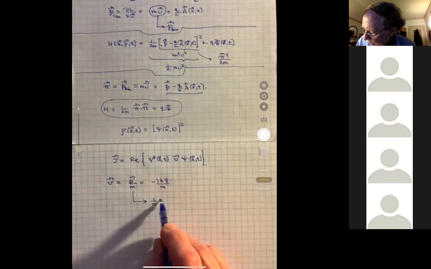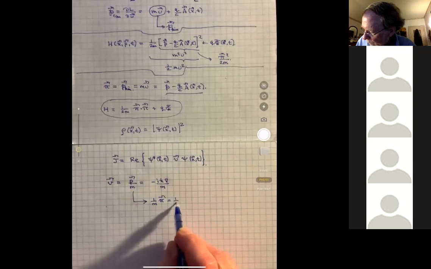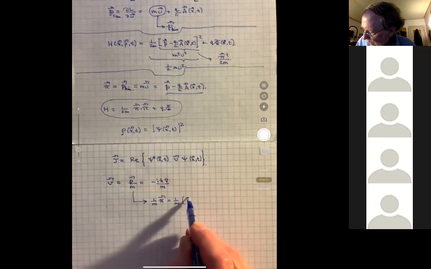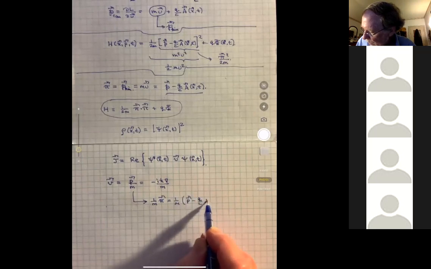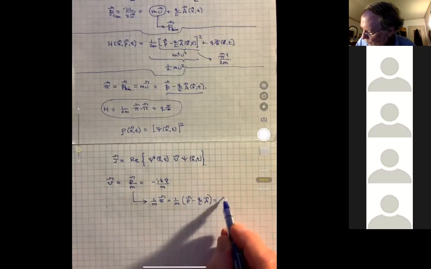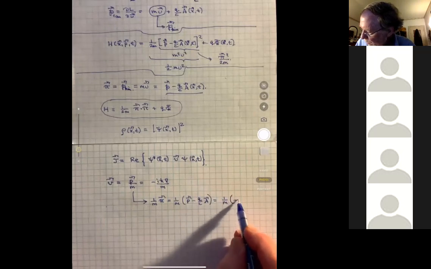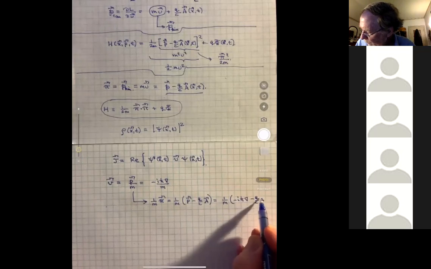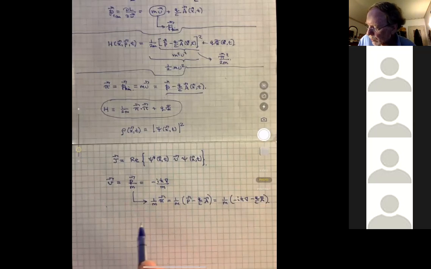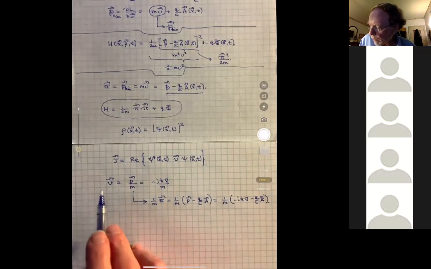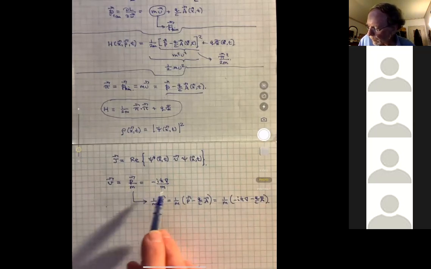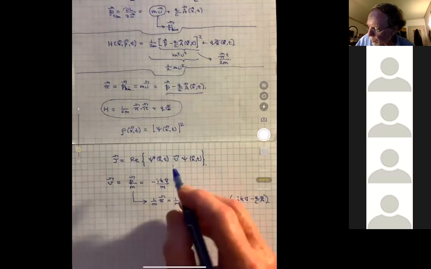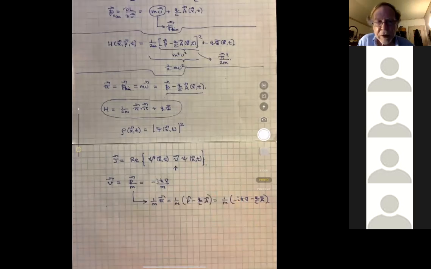However, in the presence of a magnetic field, this needs to be replaced by 1 over m times pi, which is 1 over m (P minus Q over c A), which is the same thing as a differential operator: 1 over m times (minus i h bar gradient minus Q over c A). And so you use whatever definition of velocity applies for your system, which is different depending on the Hamiltonian.